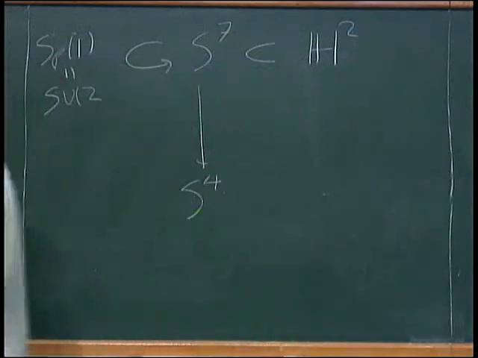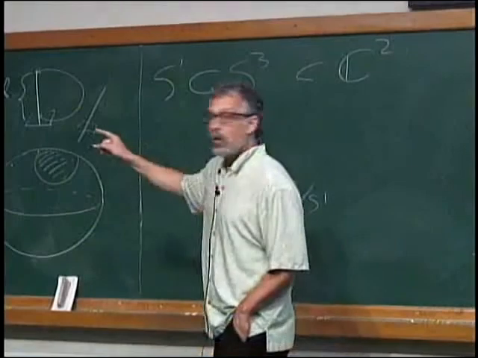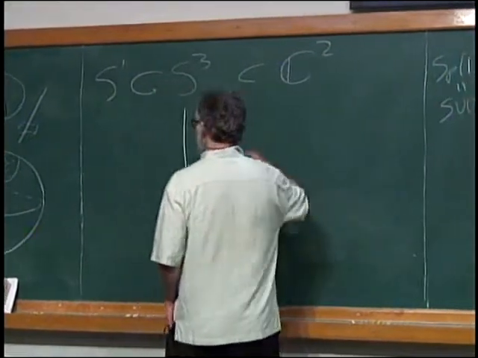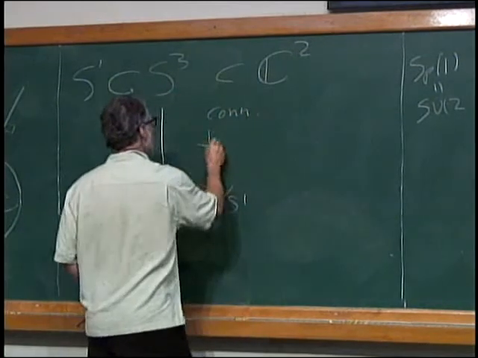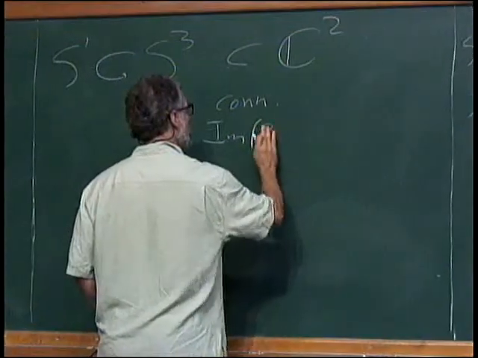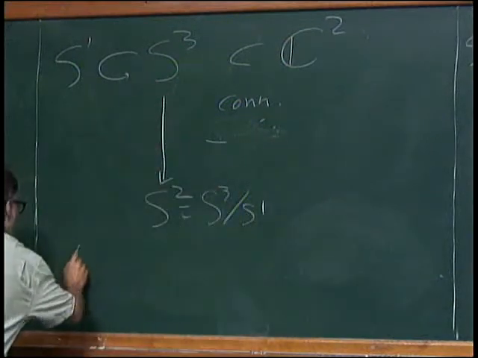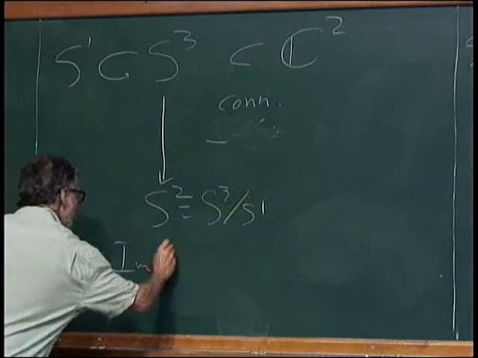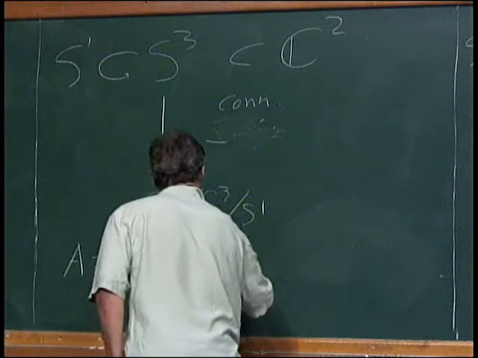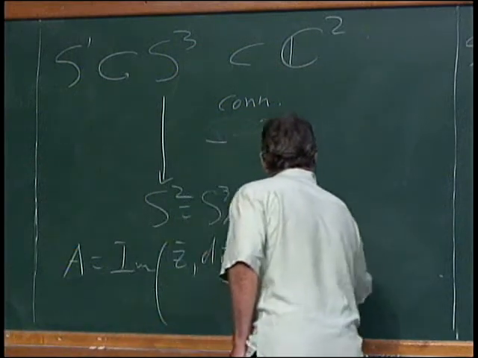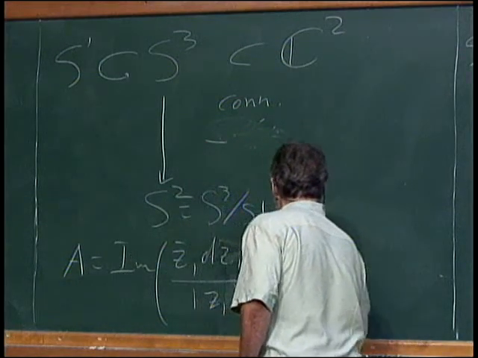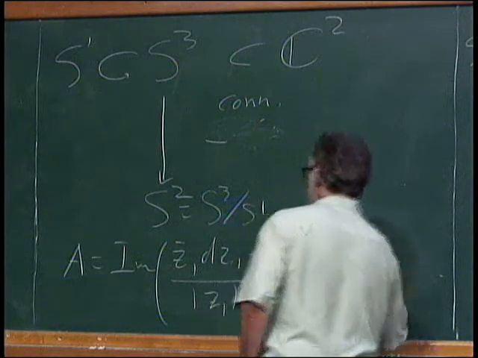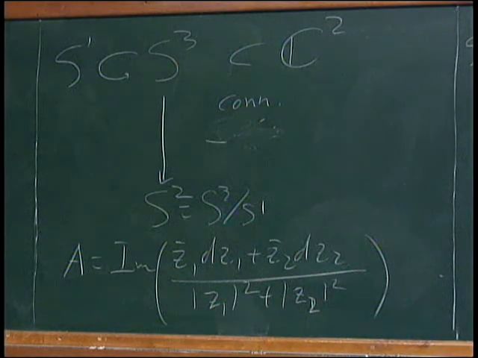Now, where does the connection come from? Well, if you like formulas, there's a formula here. Let's write down the formula, the connection form. The connection form is the imaginary part of Z1 bar dZ1 plus Z2 bar dZ2, over the magnitude of the little complex vector. There you go. So that's the formula for the connection form for the Hopf fibration.